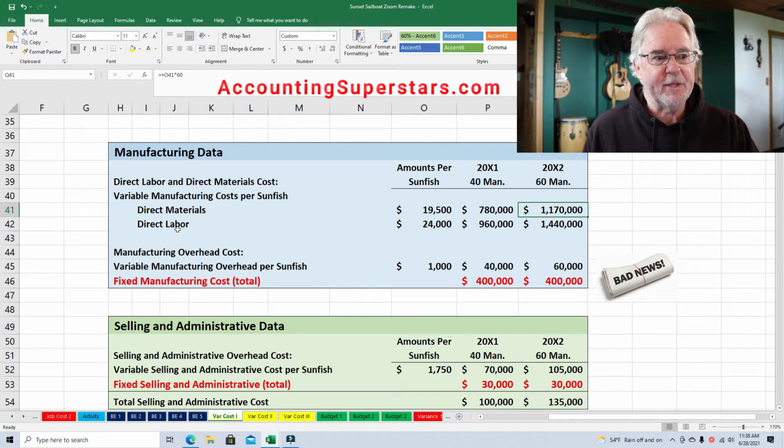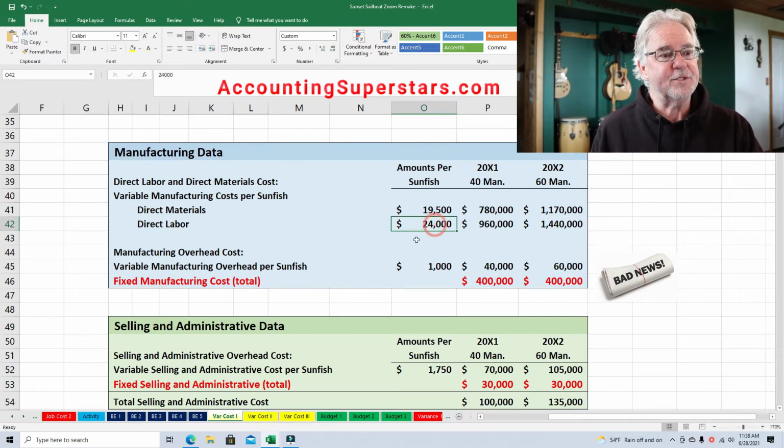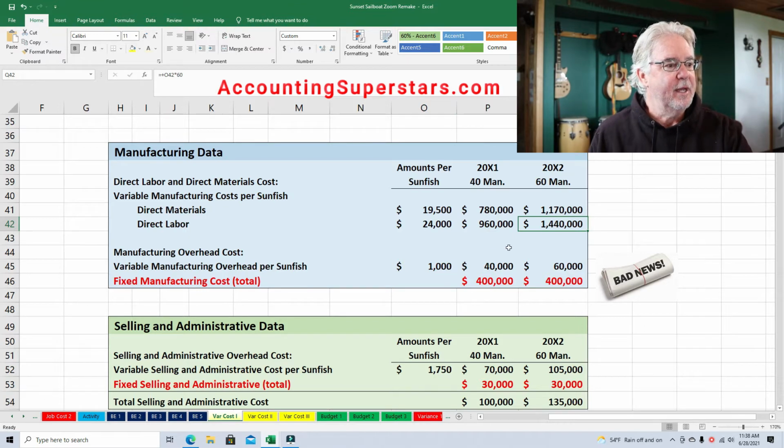Direct labor, these are the people that actually build the boat, $24,000 per boat. And if you multiply it by 40, you get $960,000. If you multiply it by 60, you get $1,440,000.